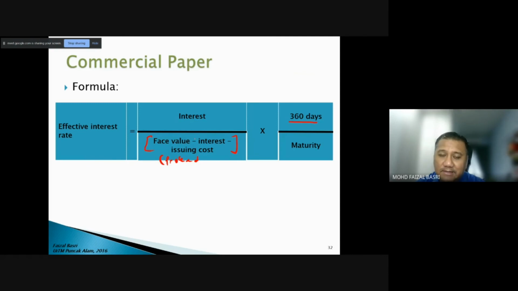You must have all three of these. Unlike our bank loans earlier, where whether to deduct interest is based on discount and to deduct CB if there is any CB. If there is none, then you don't need to deduct. But for commercial paper, it's always these three. Face value minus interest minus issuing cost. Times 360, or again you can also use 12 actually. Divide by T, how long the maturity is.